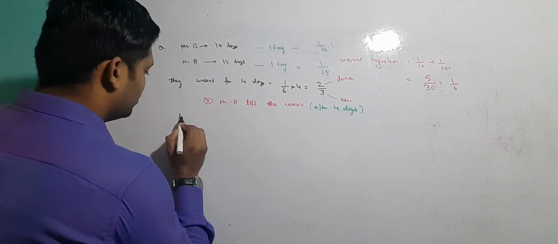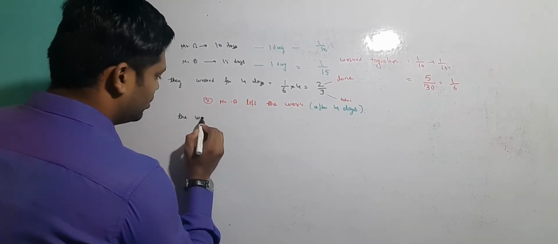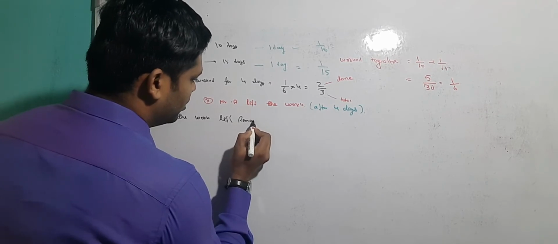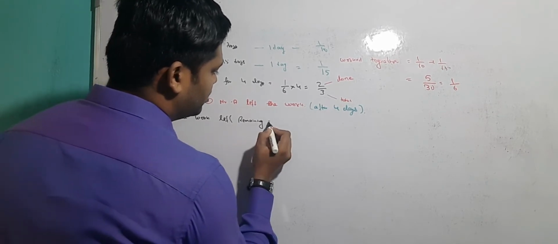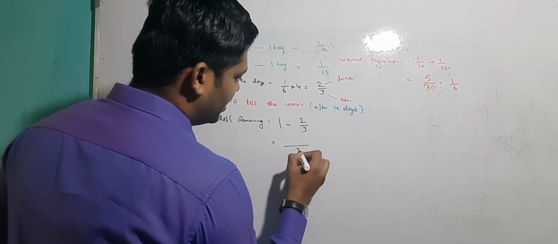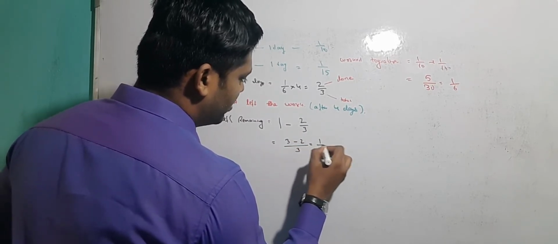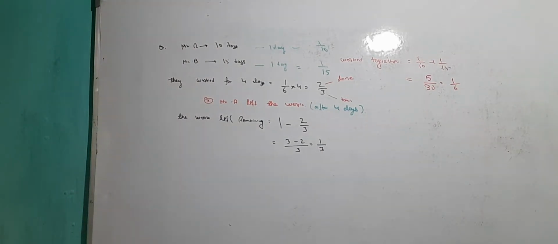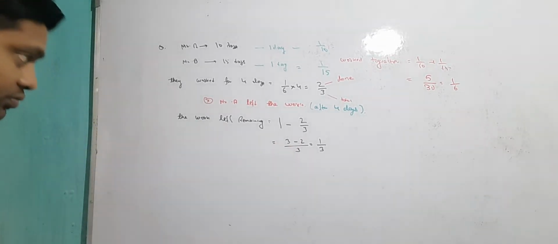So the work left, or remaining, how much? Total minus work completed. So the LCM is 3, 3 minus 2 is 1/3. So this much work is left, and it has to be done by Mr. A. Okay, Mr. A said this much part is left.